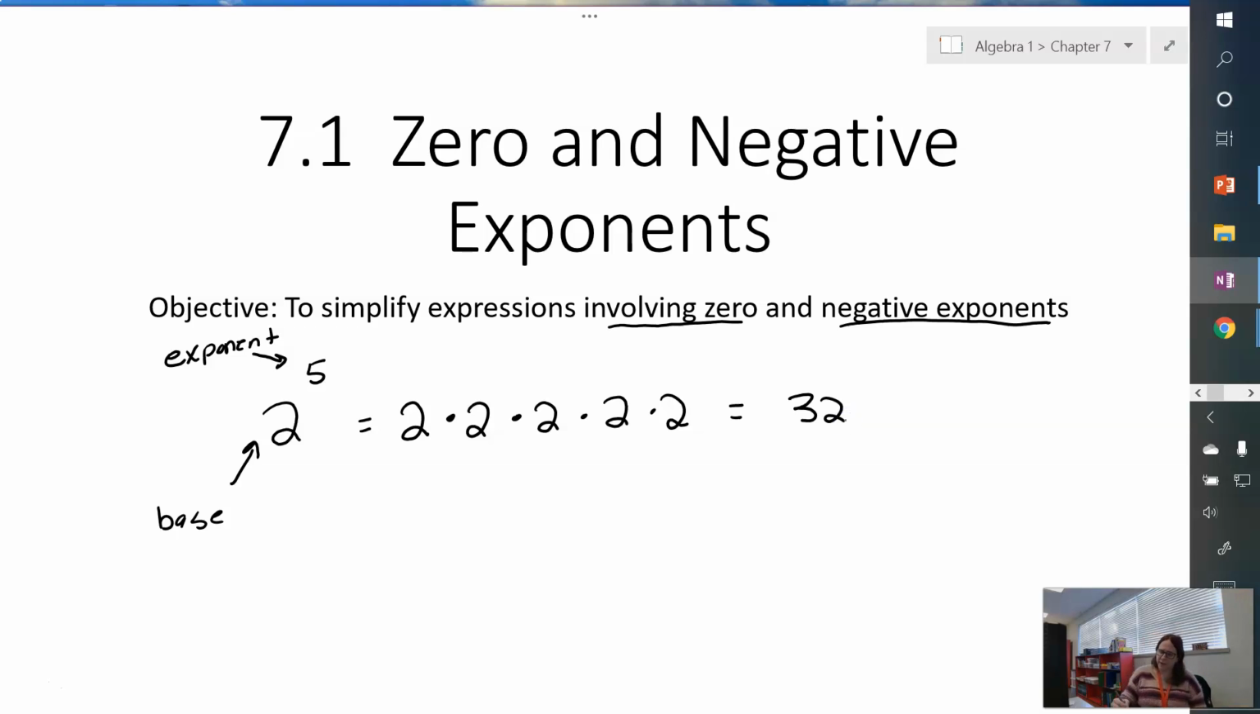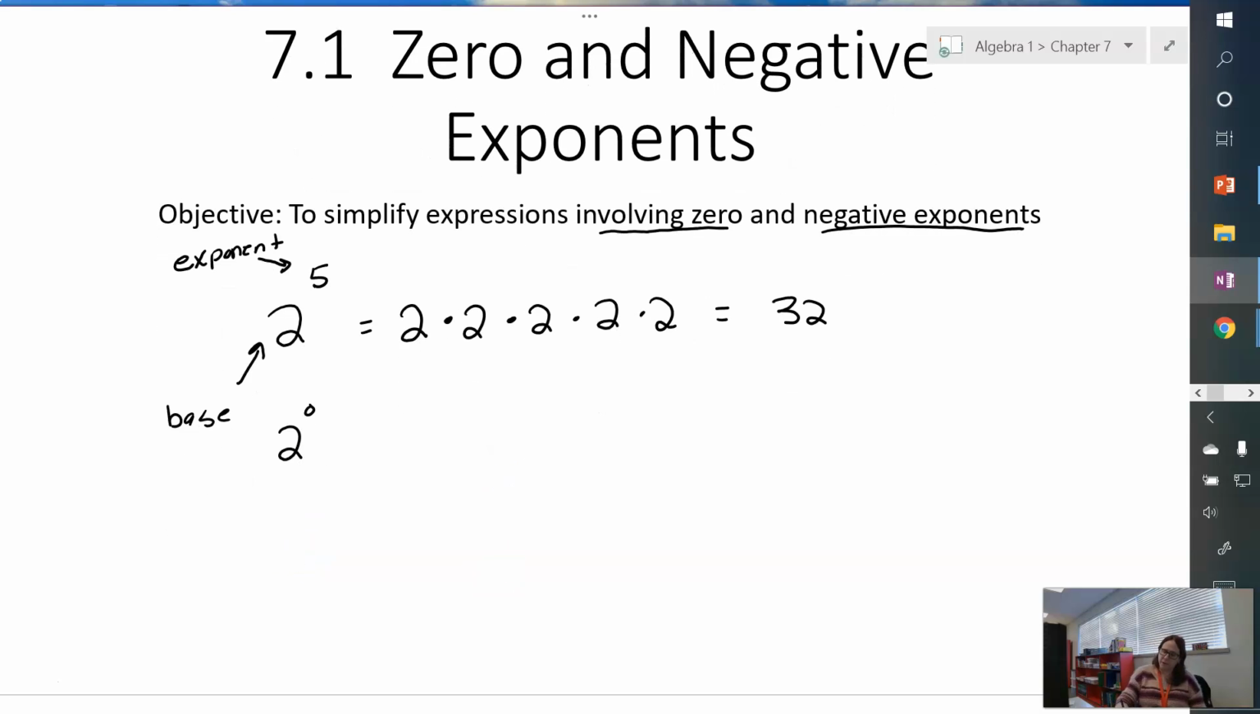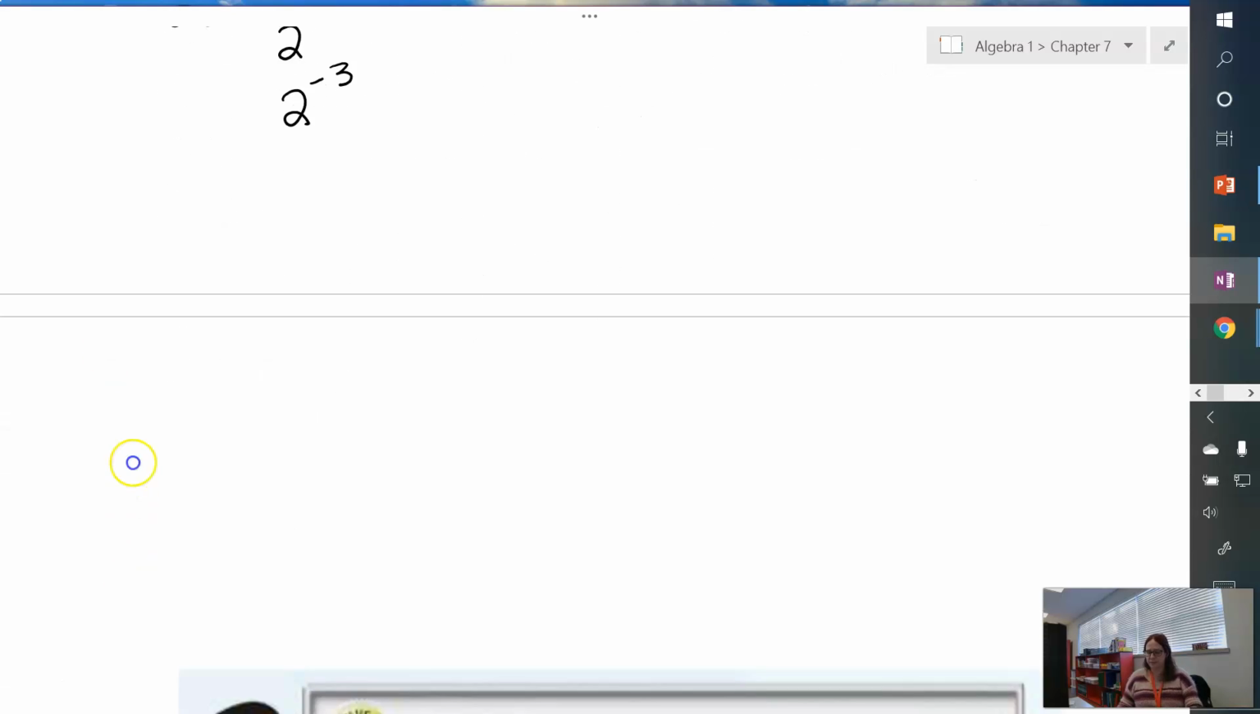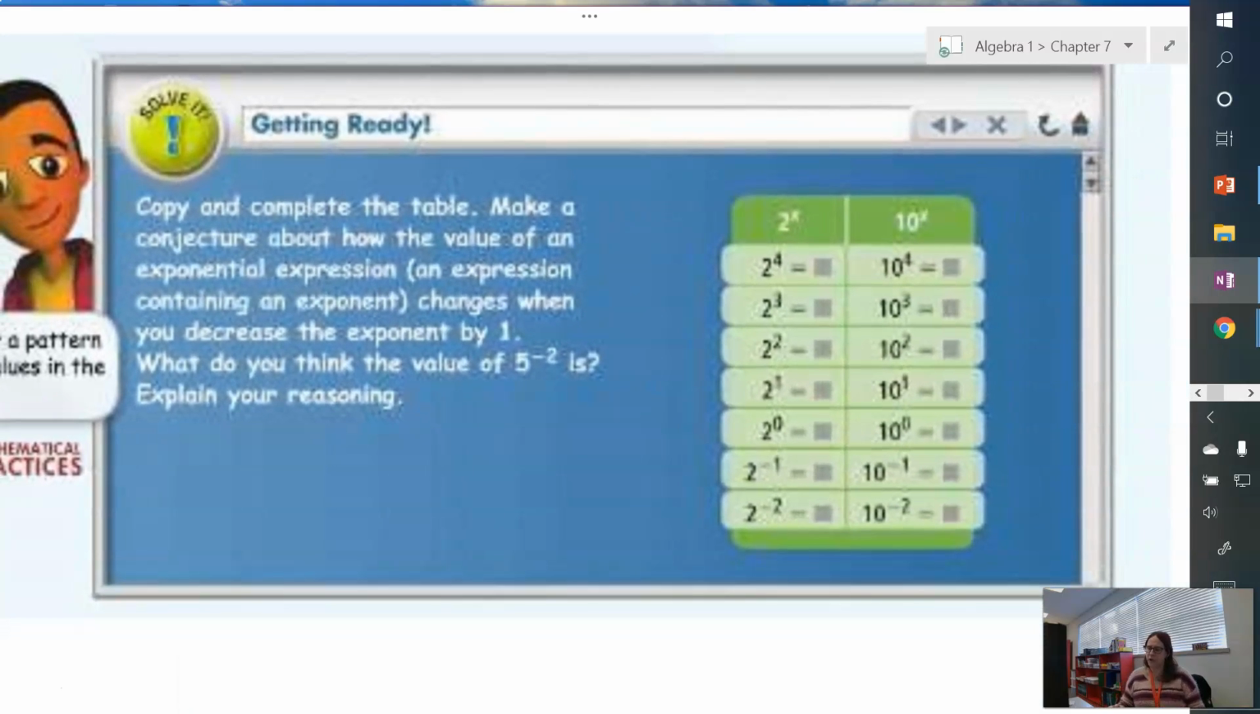Now, a 0 exponent would look like this, 2 to the 0. A negative exponent will look like this, 2 to the negative 3. And as we go through today's lesson, you will learn how to evaluate those types of exponents. So let's get started. First of all, let's take a look at a chart of exponents here.